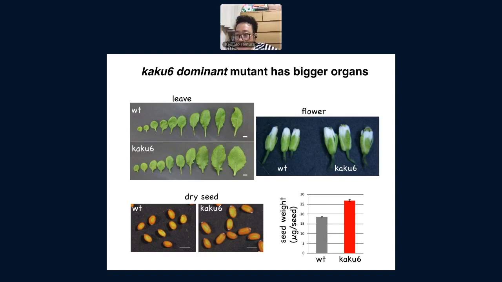Kaku6 also has bigger organ size. These are mature leaves just before the flowering stage. All leaves of Kaku6 mutants have wider and larger areas, and leaf teeth tissue is highly developed in the mutants. Also in flower and dry seed, the Kaku6 mutation led to bigger organ size. We quantified the seed weight and revealed that Kaku6 seeds have higher weight compared with wild type. These results suggest that Kaku6 is required for nuclear and cellular size and for controlling organ size.